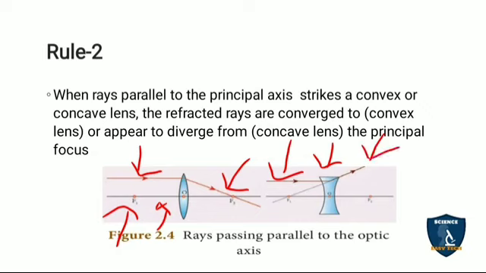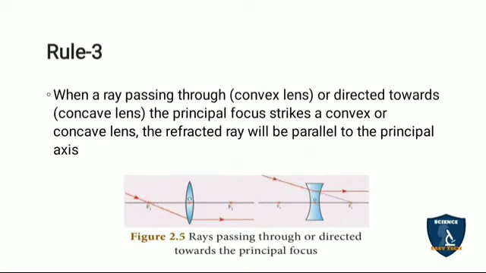The top line is called the ray of light. The center line is called the principal axis focus. The same concept applies in the concave lens also. In the convex lens, the converging lens, all the rays are joined at one point. In the diverging lens, that is the concave lens, the rays are diverged.